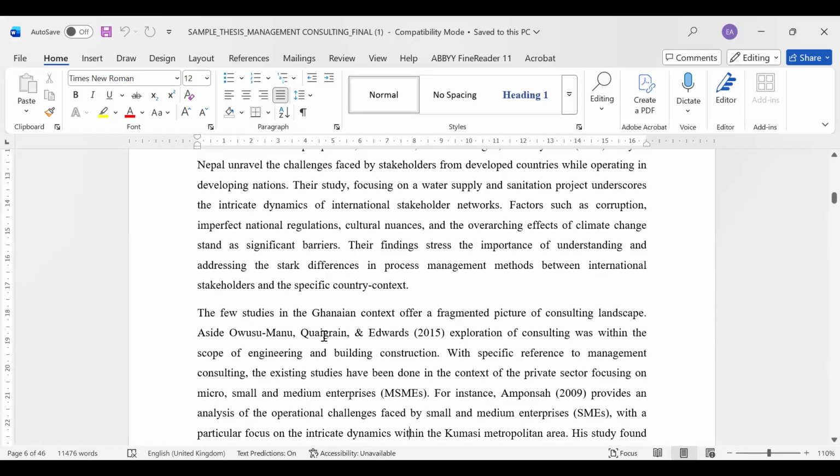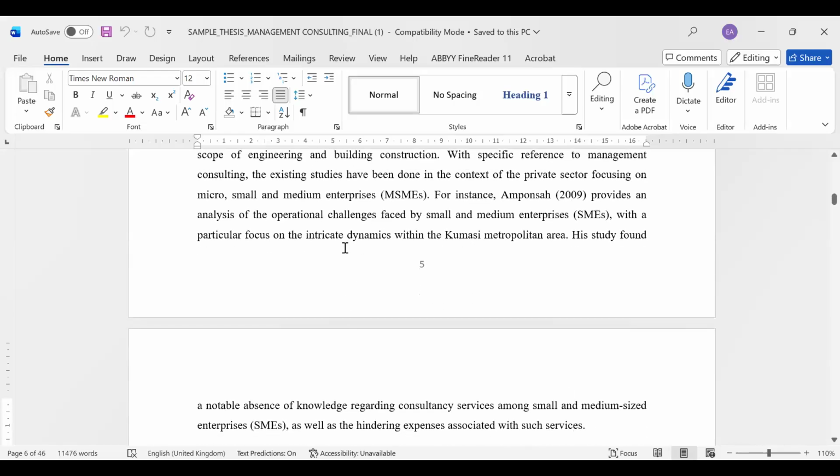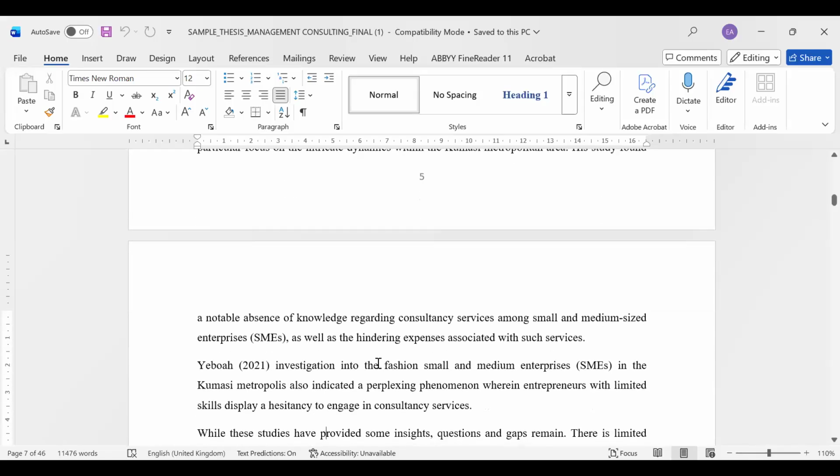Aside from Owusu Menu, Quagrin and Edwards' 2015 exploration of consulting, which was within the scope of engineering and building construction, with specific reference to management consulting, which is the perspective this study is coming from, management. The existing studies have been done in the context of the private sector, focusing on MSMEs. For instance, Amponsa 2009 provides an analysis of operational challenges faced by SMEs in Kumasi. Yeboah 2021 investigated fashion MSMEs in Kumasi.